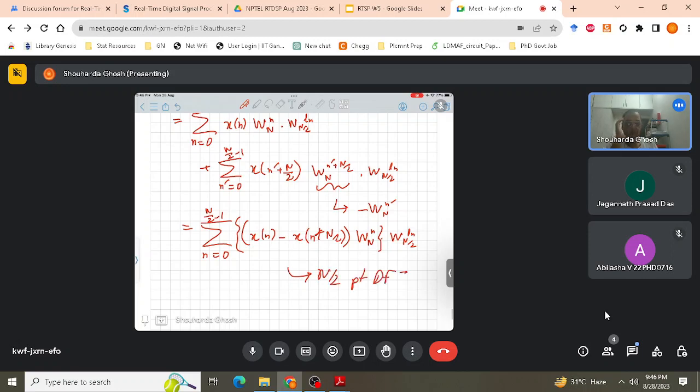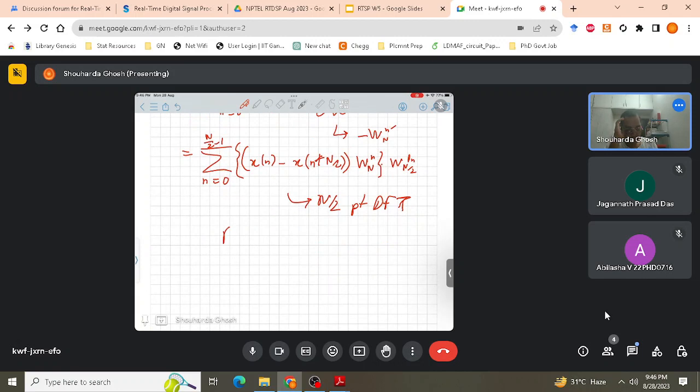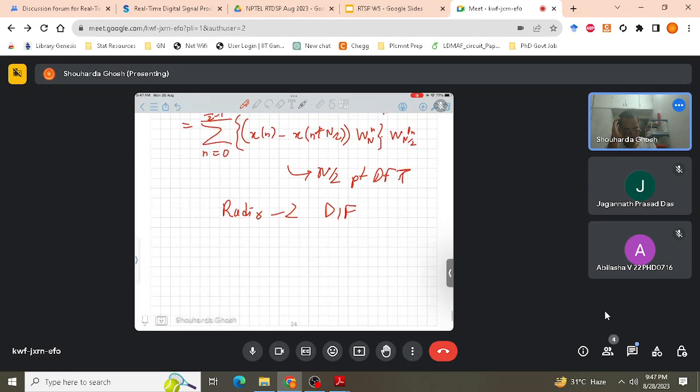I have no more time to draw the structure. I can show it on the screen. I will show you on the screen now how it looks. But then here are the radix 2 DIF structures, with x of n and x of n plus N/2. Okay.